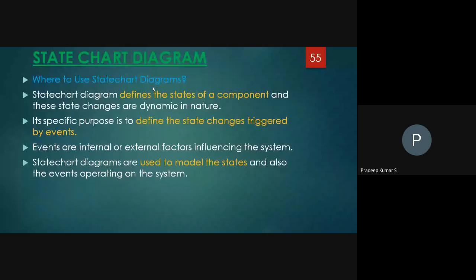A state chart diagram defines the state of the component, and the state ought to be dynamic in nature. It should differ from event to event, so I can specify it as dynamic. Why can we say dynamic? Because it changes from time to time. The state changes are triggered by events. Events may be of either internal or external factors influencing the system. So the state chart diagram is used to model the state and also the events operating on the system.